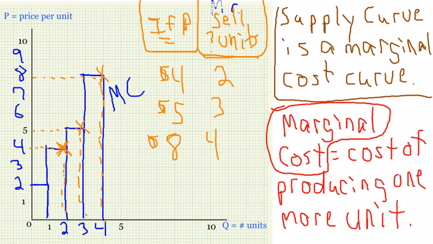Now let me just connect these dots, and I'll just say start from an intercept of 2. We'll just assume that. This curve right here tells us how much we will produce and sell at any price. And so that's like a supply curve. And so you see that the supply curve and the marginal cost curve overlap each other.